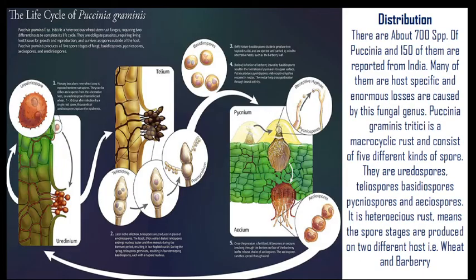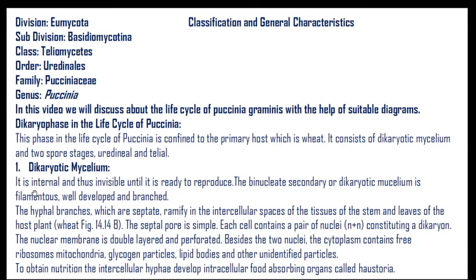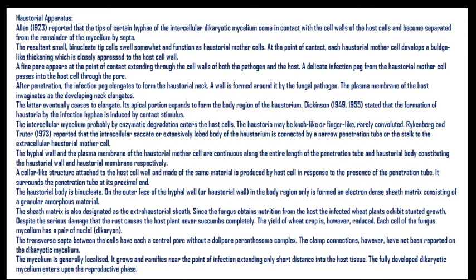Here is the diagram which shows the mycelium. The red, long, elongated filaments are the mycelium, and here is the small circular outgrowth, that is a haustorium. This one and this one are the mycelium, which is dikaryotic, binucleated, while the haustorial apparatus was reported by Allen in 1923.